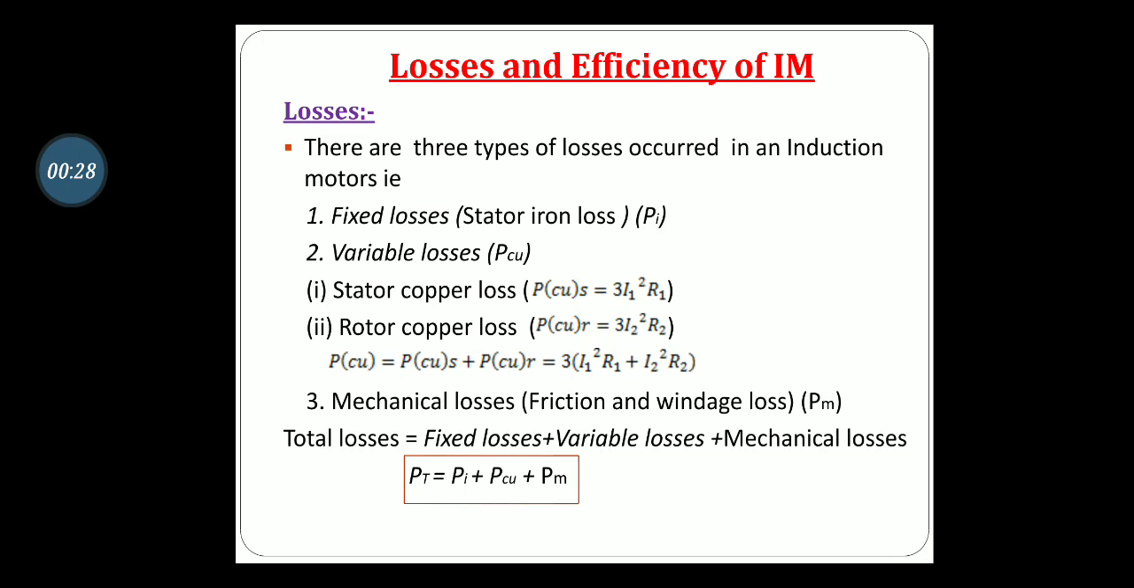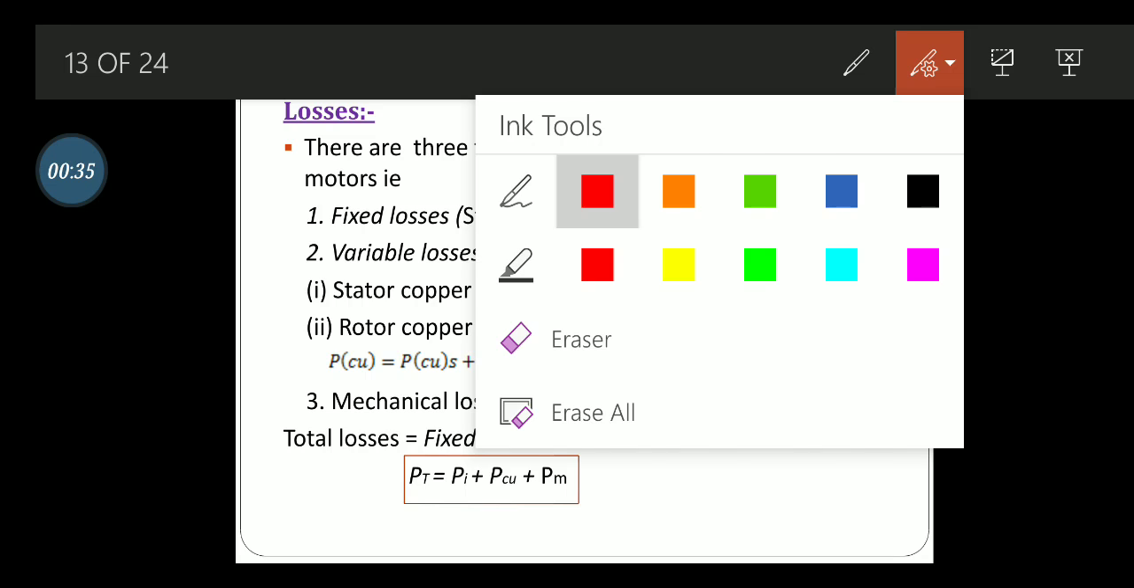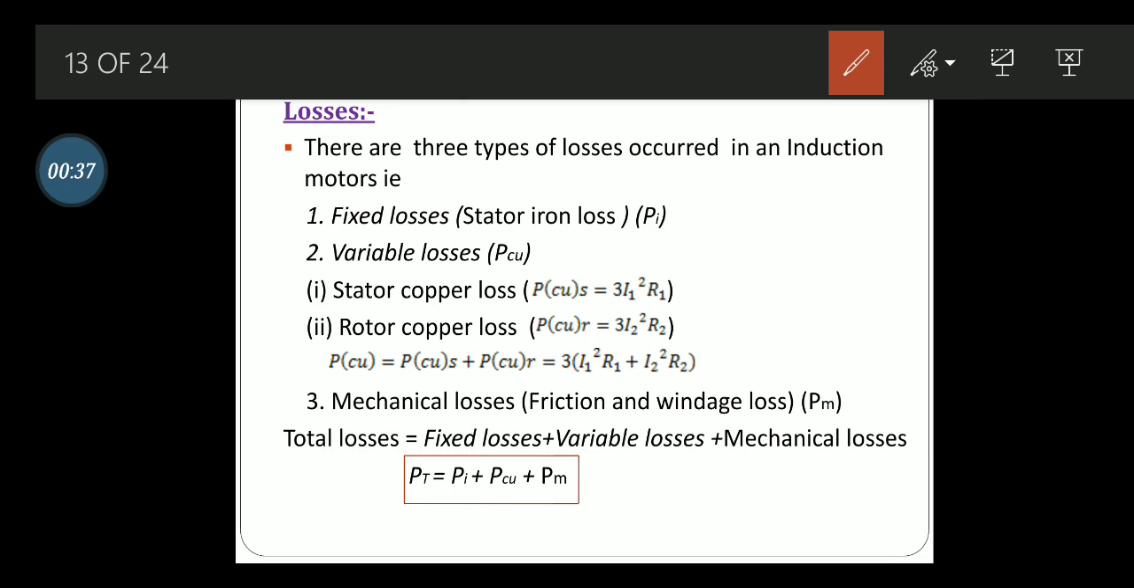now. So usually there are three types of losses occurred in an induction motor. Those are fixed losses. So this is also called as the iron loss. So this is the stator iron loss, which can be represented as P suffix I. Variable losses. So this is also called as the copper losses. So which can be represented as P suffix Cu.